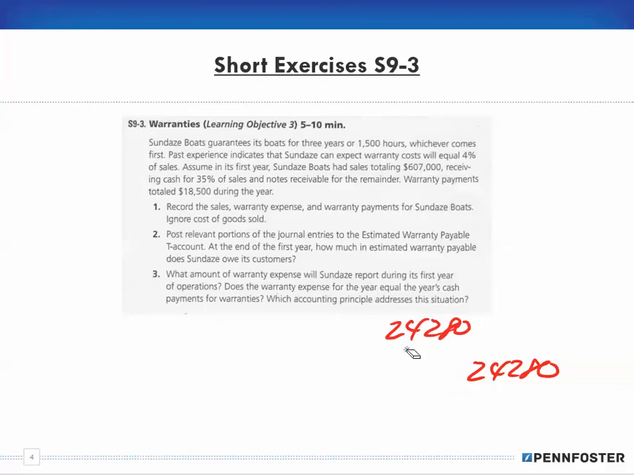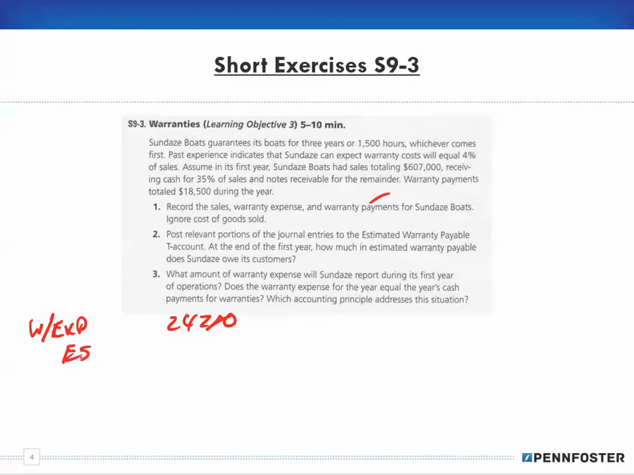Okay, so now I am going to do the warranty payments. It says warranty payments totaled $18,500 during the year. Okay, so in that last entry, we had warranty expense for the $24,280, right? And then we had our estimated warranty payable for $24,280. Now that's a credit, right?